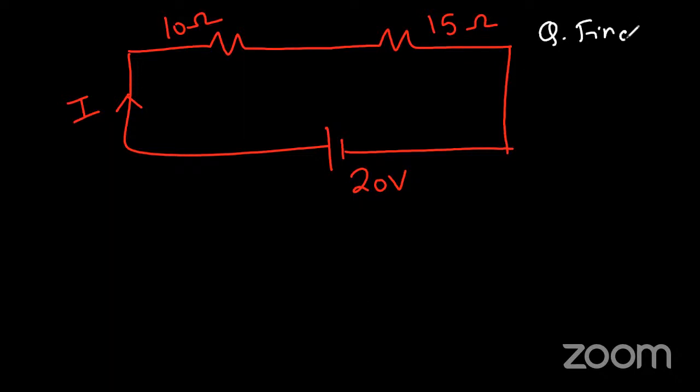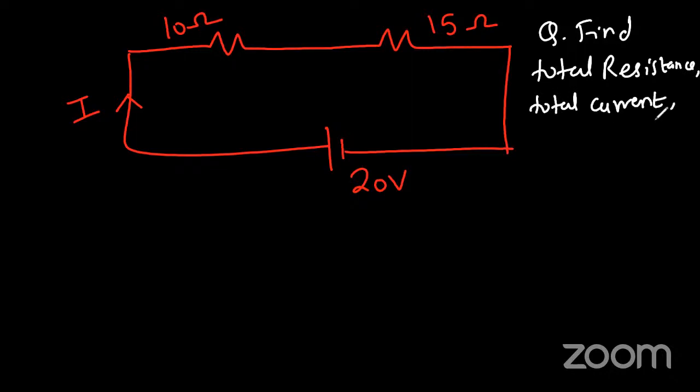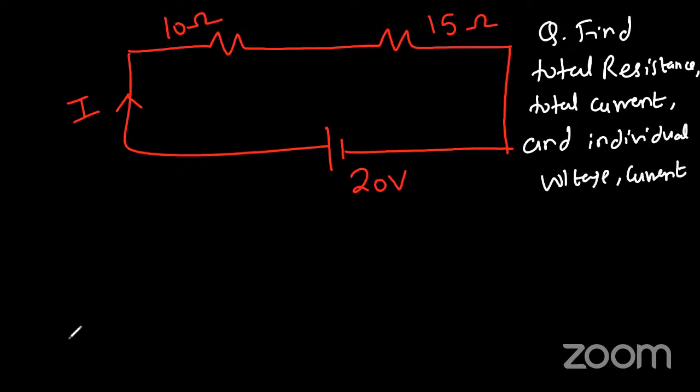Question is: find total resistance, total current, and individual voltage, current. So what is the question? From the given circuit, you need to find the total resistance, total current, and individual voltage and individual current. मतलब ये रेजिस्टर R1 है तो इसका वोल्टेज एंड करंट क्या है, ये R2 है तो इसका वोल्टेज एंड करंट क्या है, टोटल रेजिस्टेंस एंड टोटल करंट.